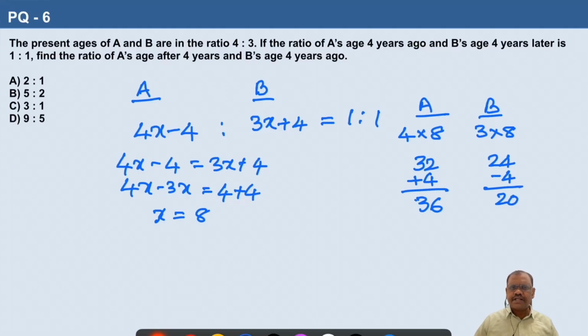So we need to find out the ratio of A's age after 4 years, B's age 4 years ago. So I had taken 8, it should be 4. So this ratio we have to find out. 36 is to 20. So that is 4 nines and 4 fives. So 9 is to 5 is the ratio. Option D is the correct answer.